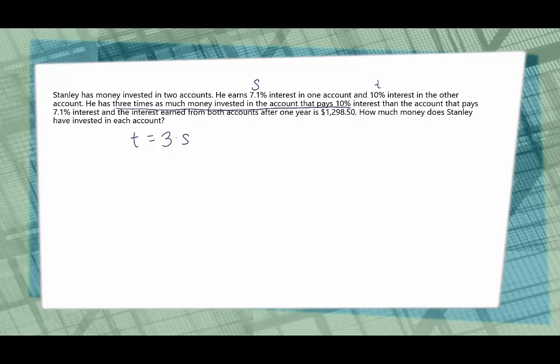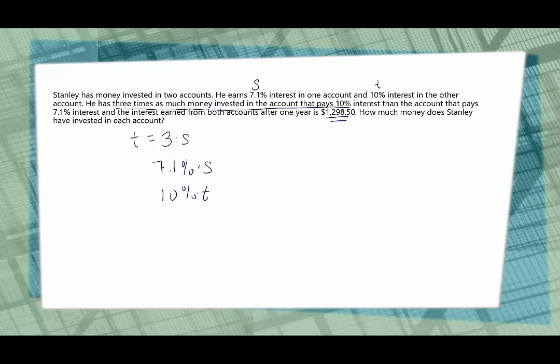The interest from both accounts is $1,298.50. So how much interest did he get in the account with 7.1% interest? Well, that would be 7.1% times S, right? That would be the interest earned in that account. How much interest did he get in the other account? That would be 10% times however much is invested in the account that pays 10%. What we know is that if we add those together, we know what the total is.